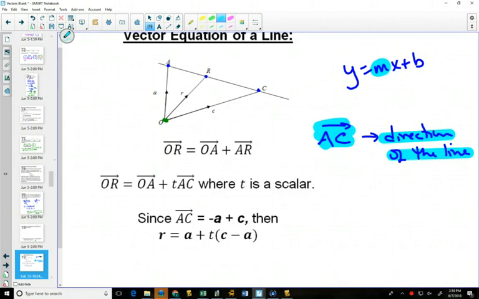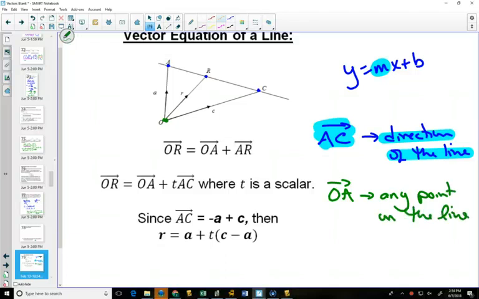With an equation of a line, you also need some point to start off with. So the position vector OA is any point on the line, which is different than y equals mx plus b, but related. In y equals mx plus b, you had your y-intercept as a starting point. And then you could use your slope to find another point, and that's how you might have graphed it in the past.